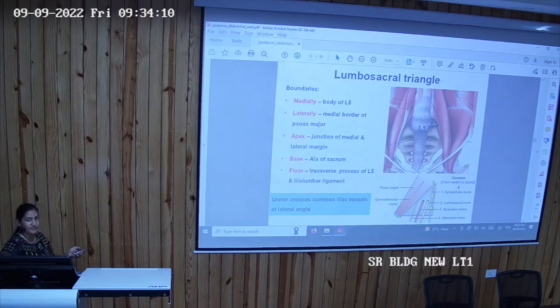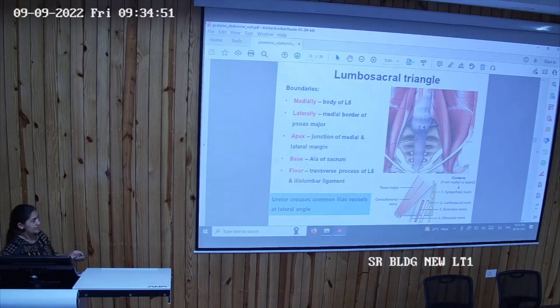So after L5 comes the sacrum. So this region would be the ala of the sacrum, lateral to the vertebral body of the sacrum. So this is ala of the sacrum, this is medial border of the L5 vertebral body, and laterally it is medial border of the psoas major muscle. Now on the floor what you will find, extending from the vertebral bodies are the transverse process. So laterally this triangle is present on the right and left side, so there will be extension of the transverse processes. So floor is formed by the transverse process of the L5 vertebra.